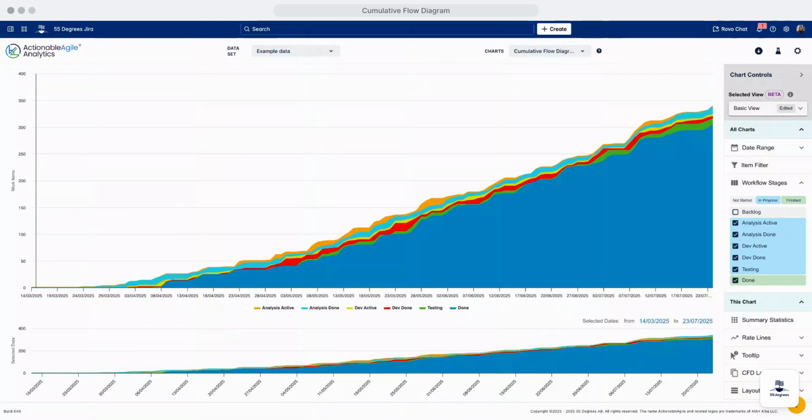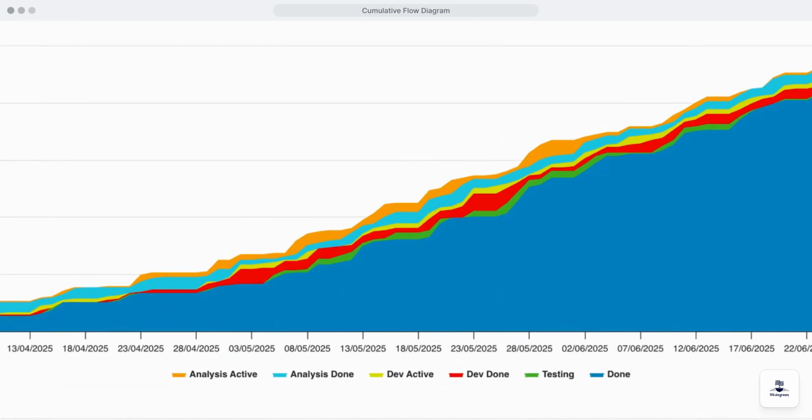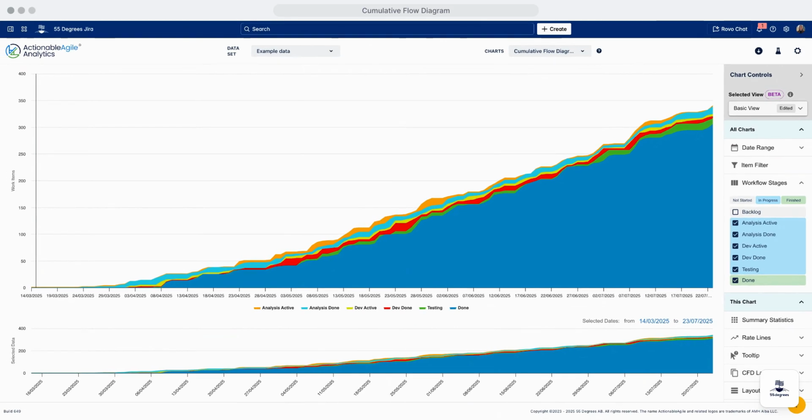A cumulative flow diagram, CFD, is a stacked area chart that visualizes the flow of work items through your process. It simultaneously shows the relationship between three key flow metrics: work in progress, cycle time, and throughput. Each coloured band represents a workflow stage, for example, to do, in progress, done, and the chart helps you spot bottlenecks and process stability at a glance.